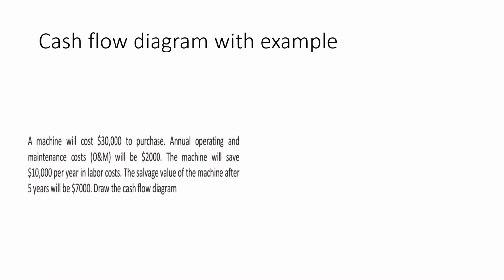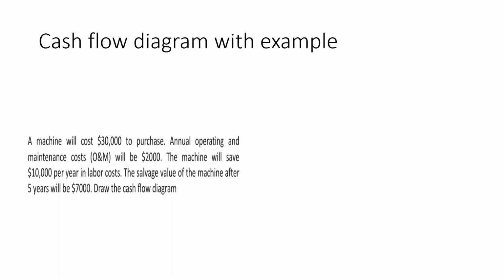Annual operating and maintenance cost is $2,000. Since I'll be maintaining it, I'll still be spending from my hand. That will also be negative, $2,000. The machine will save $10,000 per year in labor costs. If the machine is saving, it means I'm having a return. Then the salvage value of the machine after 5 years is 7,000. You can see I bought the machine for 30,000 naira. Now I'm selling it for 7,000 naira, which is more like the scrap value because it has been affected by depreciation.